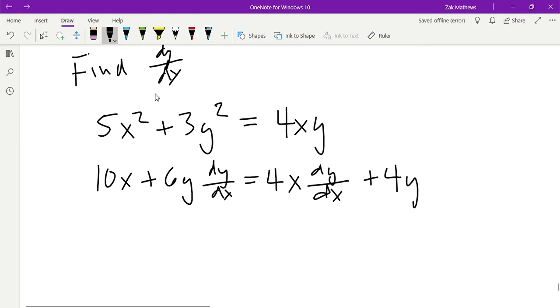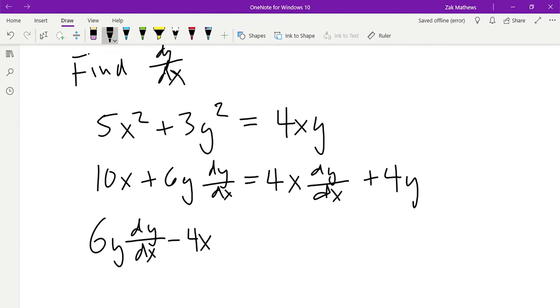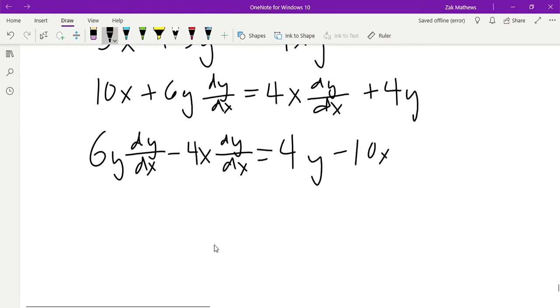Now my goal was to find dy/dx, and so that means I'm going to need to get this dy/dx piece by itself. So anything that's a dy/dx, I'm going to move to one side. Anything that's not a dy/dx, I'm going to move to the other. It doesn't matter which way you move. I prefer usually to move my dy/dx's to the left-hand side, just kind of habit, and it looks nicer. But sometimes I switch that, and it really doesn't matter which way you move as long as we are keeping track of our signs. So I subtract my 10x to the right-hand side. I subtract the 4x dy/dx to the left-hand side.